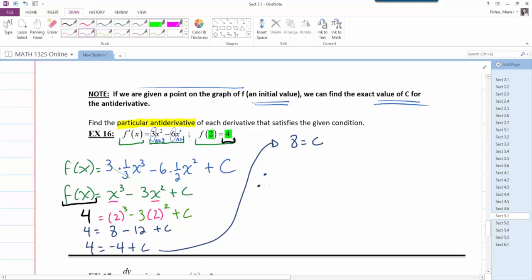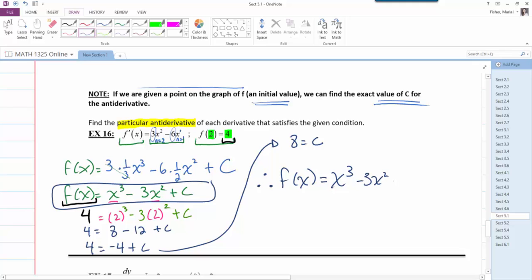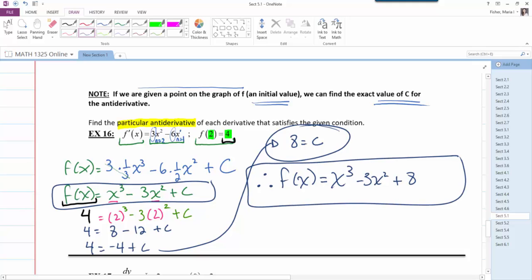Therefore, these three little dots mean therefore, my particular antiderivative f of x is going to equal x cubed minus 3x squared. Instead of plus C, I'm going to write plus 8. So the particular antiderivative that satisfies that given condition of f of 2 is equal to 4 is going to be x cubed minus 3x squared plus 8.